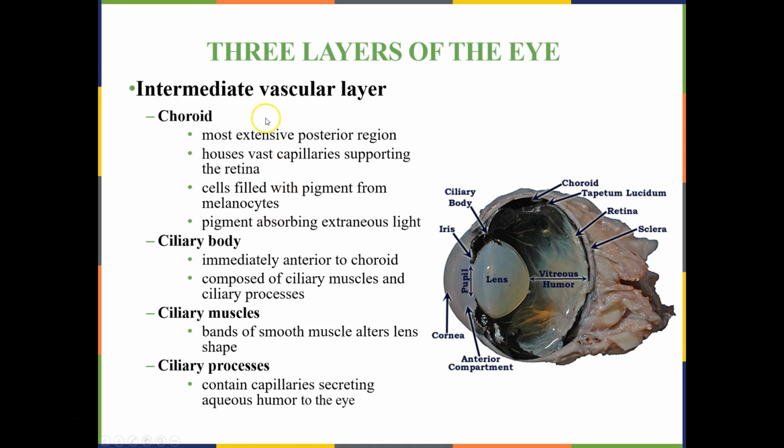The next layer, known as the vascular layer, is made up of the choroid, the ciliary body, and the iris. The choroid is in the back of the eye. It's a more colorful layer that takes in excess light rays. It also has lots of capillaries that help in nourishing the retina. The ciliary body is up front, and it has both the ciliary muscles as well as the ciliary process.